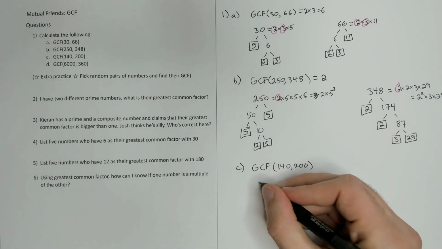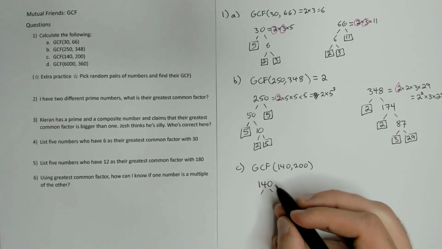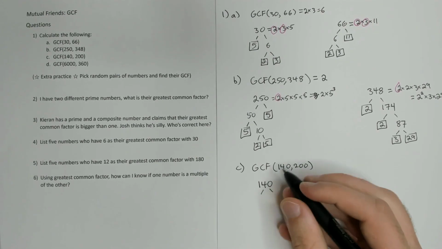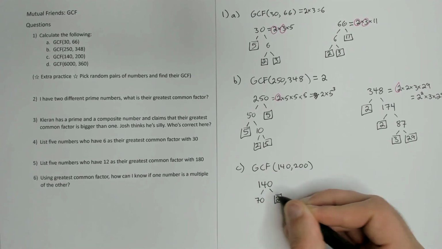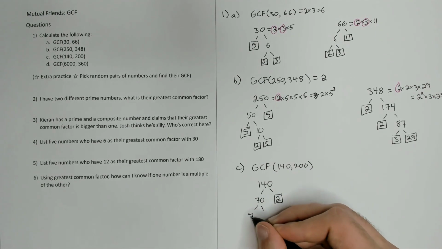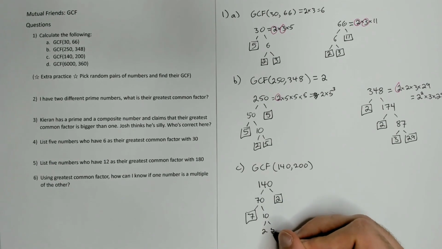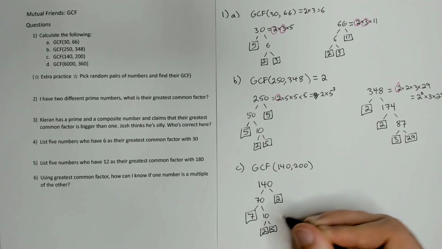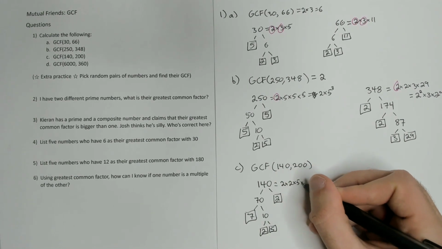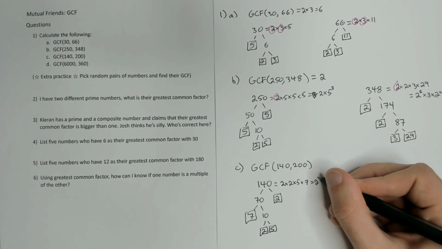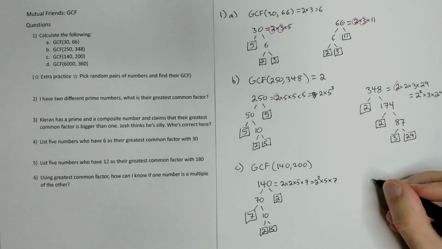So you're probably getting pretty good at this prime factorization by now, but let's go ahead and do this anyways. So 140, we can split that up into 70 times 2. 2 is prime. 70 we can split up into 7 times 10. 7 is prime. And 10 we can split up into 2 times 5, both of which are prime. So that means our prime factorization is 2 times 2 times 5 times 7, which is just 2 squared times 5 times 7.